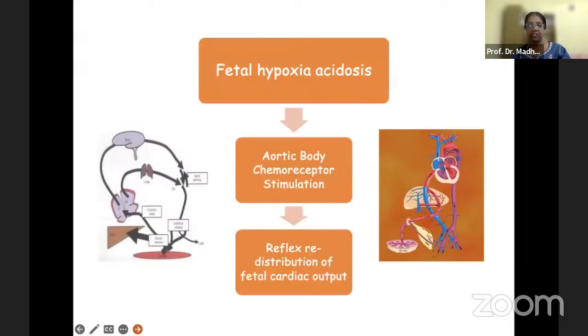What happens when there's fetal hypoxia? As we know, like in adults, the aortic body has chemoreceptors. They get stimulated, and there's a reflex redistribution of fetal cardiac output. The vital organs are preserved.